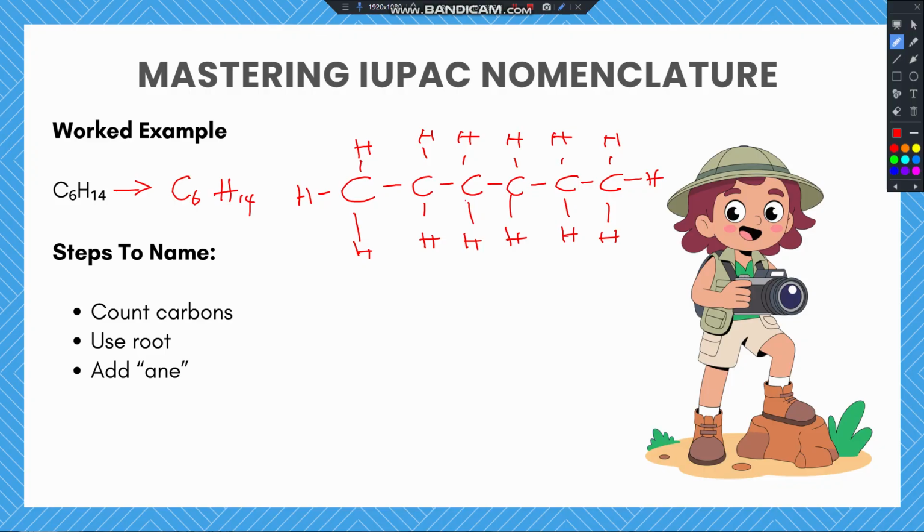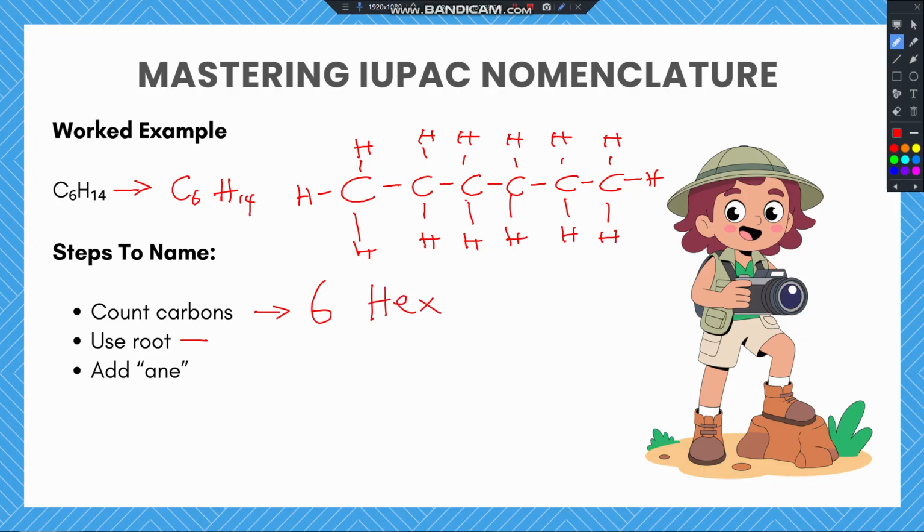What are the steps to name an organic molecule like this? Step number 1, count the carbon. We've done just that. There are 14 hydrogen atoms and 6 carbon atoms. So we have 6 carbon atoms. When there are 6 carbon atoms, the root name is hex.